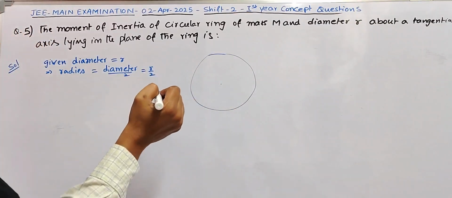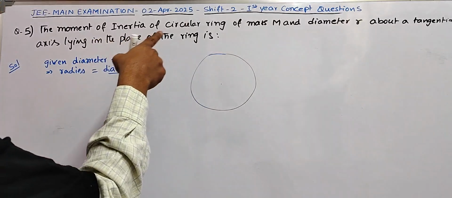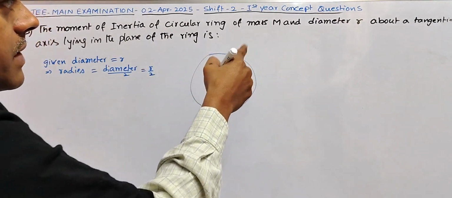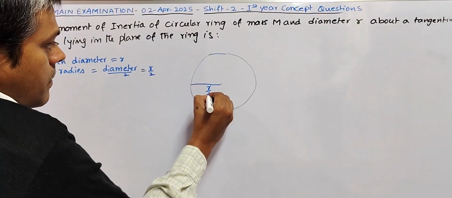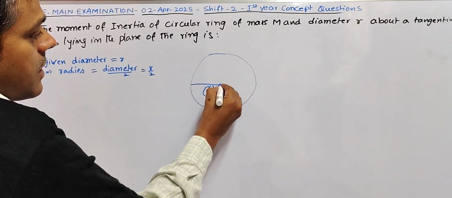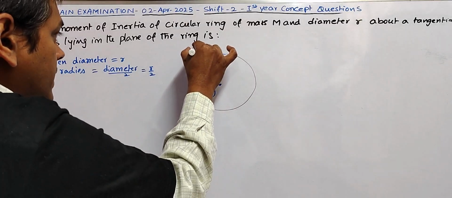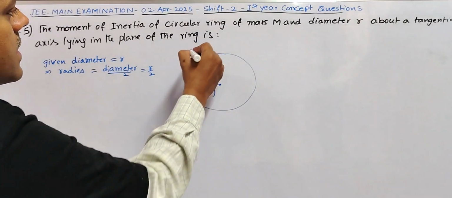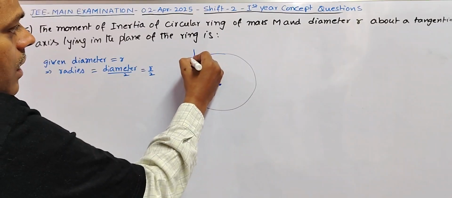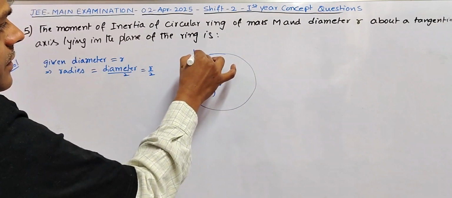Now he is asking what is the moment of inertia of this circular ring of mass m and diameter R, that means radius is equal to R by 2, about the tangential axis which lies in the plane of the ring. About this axis, what is the moment of inertia of this circular ring?